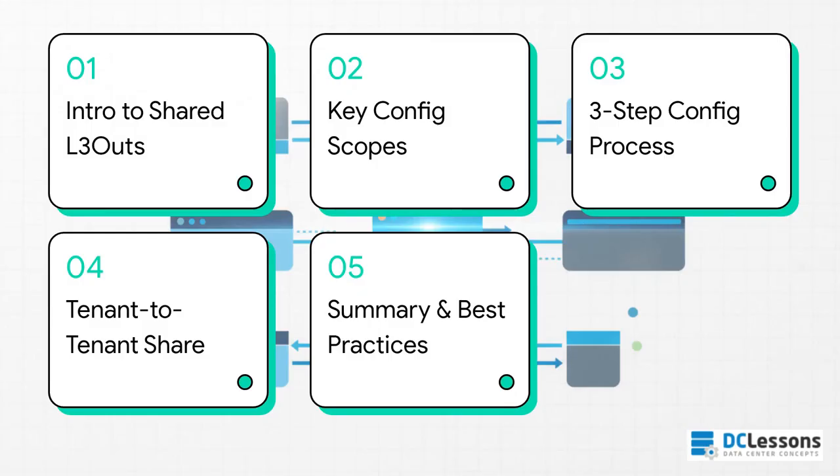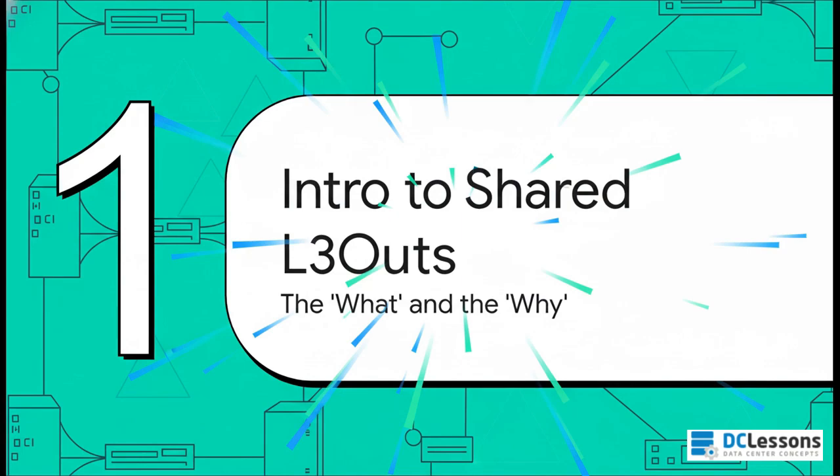So here's our game plan. We'll kick things off with what a shared L3Out actually is and why you'd even want to use one. Then we'll dive into the nitty-gritty, the key configuration settings that really make it all tick. After that, I'm going to walk you through a simple 3-step process to set one up. We'll look at a real-world tenant-to-tenant example, and then we'll wrap it all up with some key considerations and a quick summary.